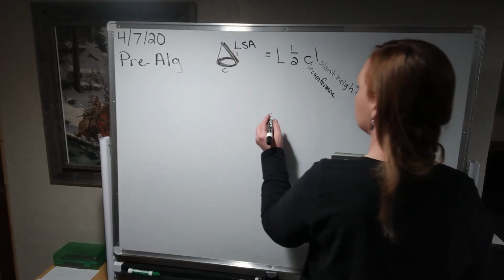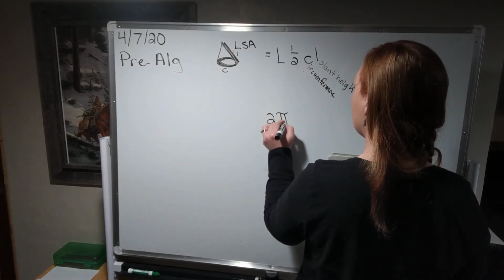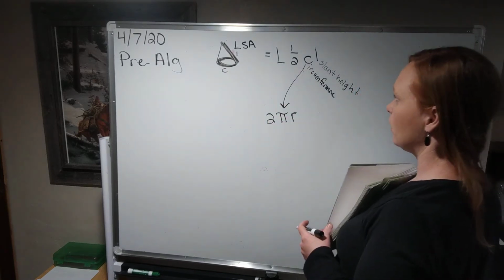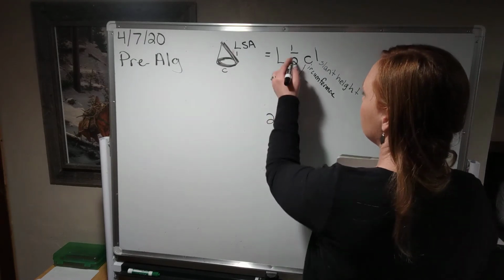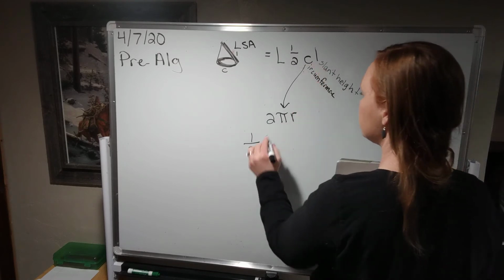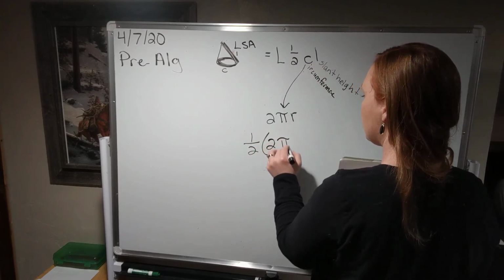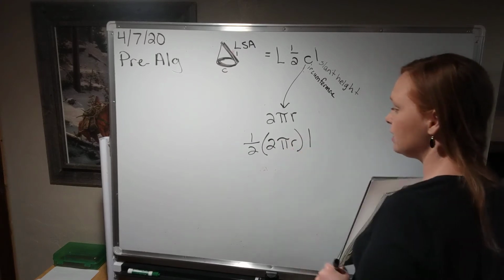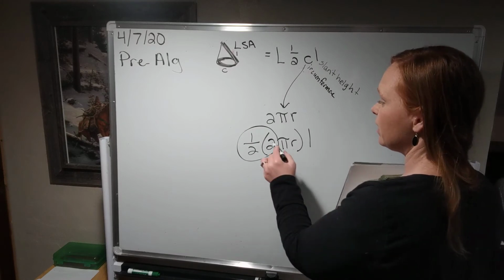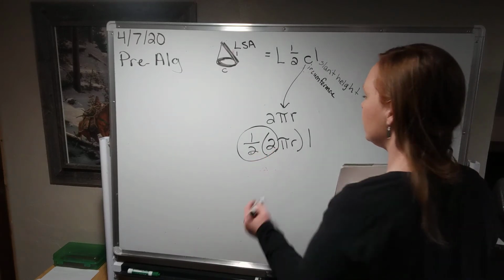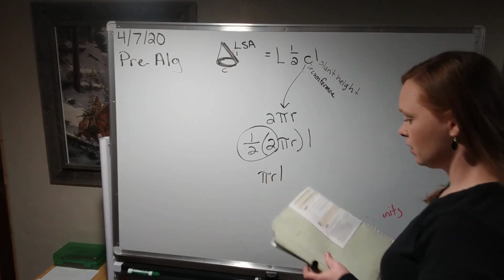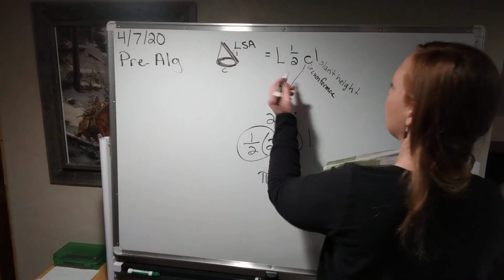Okay? So 2 pi r is what the circumference is. So let's write this down. We have 1/2, and then we're going to plug in what we have for our circumference, 2 pi r times the slant height. Well, if I multiply 2 times 1/2, I get 2 over 2, which equals 1. So I get pi r L. And if you'll look, that's their second formula.